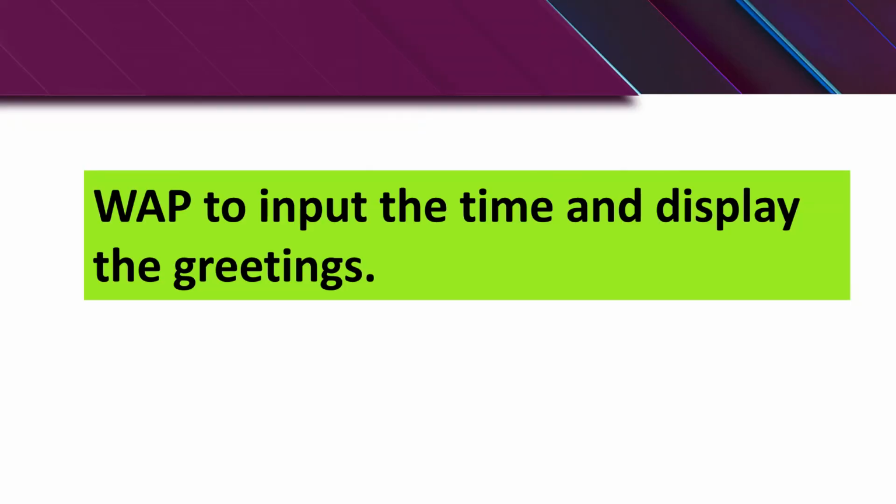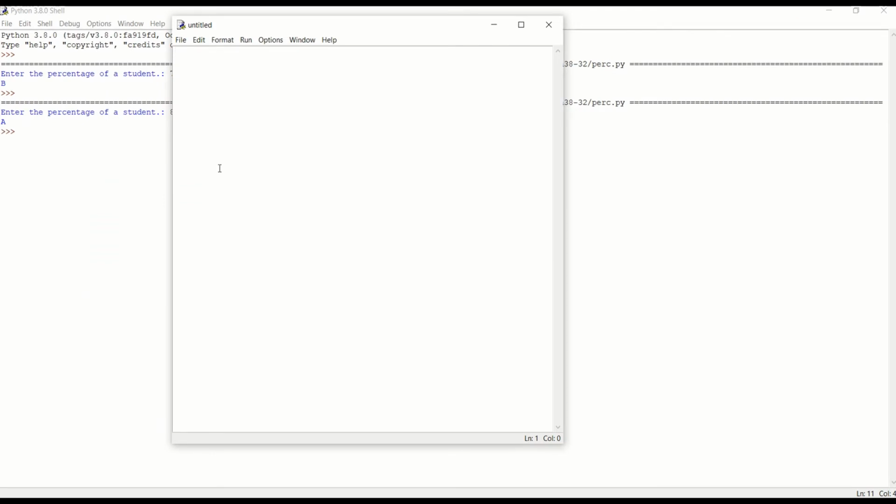So let's see the next program, to input the time and display the greetings accordingly. So let's write down the program here. T is equal to time. Okay, T for time, integer. Clear? So input the value that I want to take from the user. So what is the time? So let's simply close it. Clear?